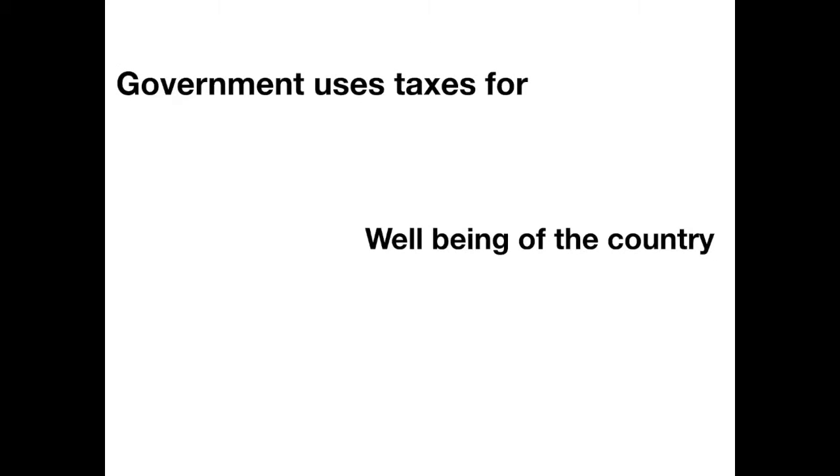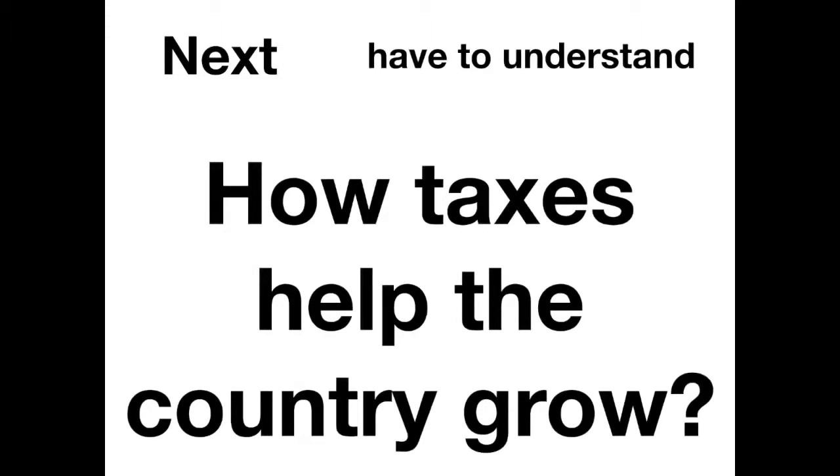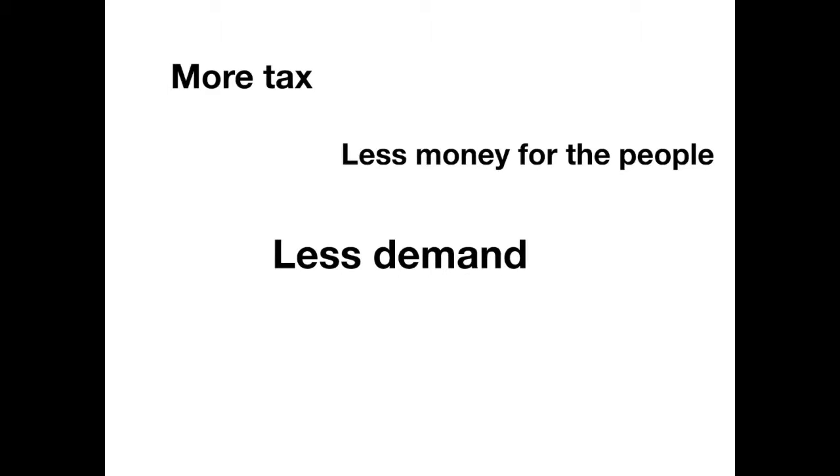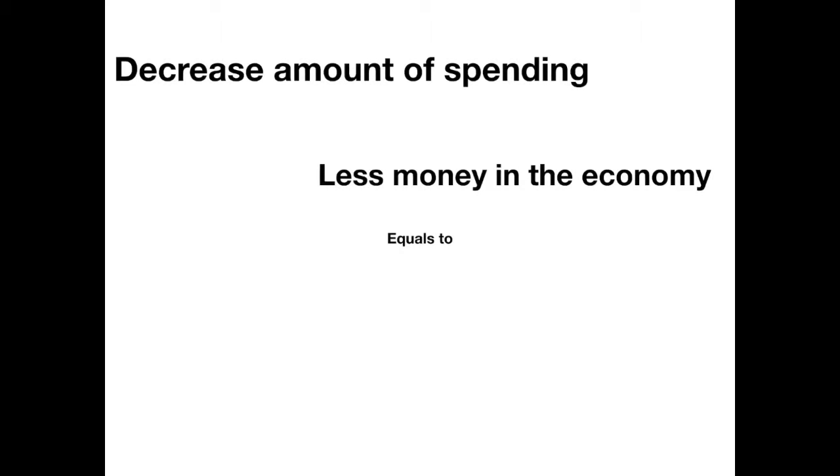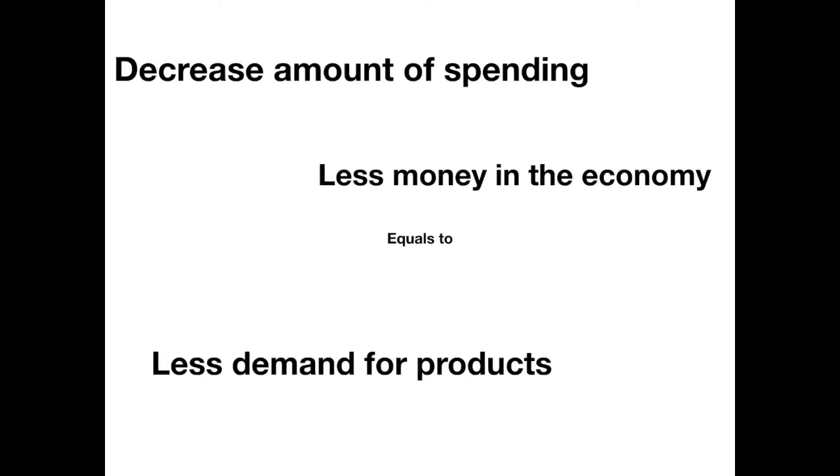Next, we also have to understand how taxes are able to help the country grow as a unit. Through an increase in taxes, people have less money to spend, which leads to less demand, which eventually leads to lower inflation, which is better for the country. Similarly, through a decreased amount of spending, there will be less money in the economy, less demand, and lower inflation. So, through this, we could see how taxes are able to affect the government in different kinds of ways.